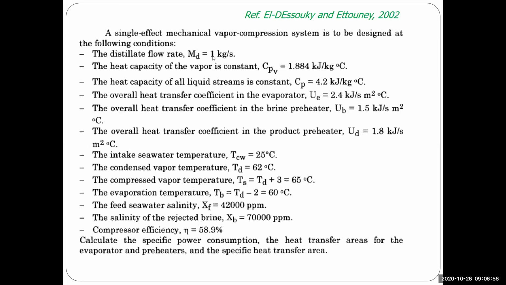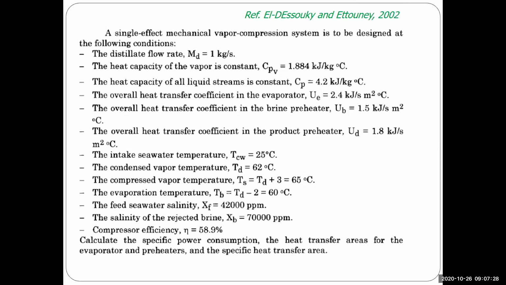We need a distillate of 1 kilogram per second. Cp value of the vapor is 1.884. Cp of the seawater, or the other streams basically, is assumed to be 4.2. And this is another approximation, because we know that the seawater would have a Cp value of almost 3.8, whereas the sweet water has a capacity of 4.2 kilojoule per kilogram Kelvin. But this is the input anyway.